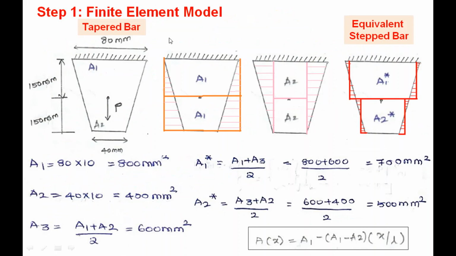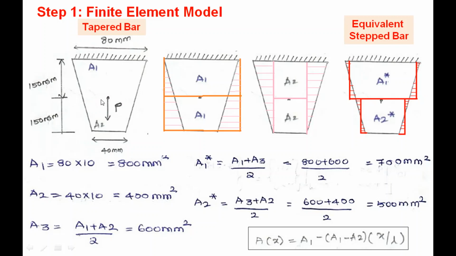Before making the finite element model for this tapered bar problem, first we are going to convert the given tapered bar into an equivalent stepped bar. Now this is the tapered bar. The dimensions are in mm. Top end 80 mm, bottom end 40 mm width, then 150 mm from the fixed end to the point of application of the load, then the remaining length is 150 mm. When you consider the area of cross section at the fixed end as A1, A1 is equal to 80 multiplied by 10 thickness, which gives 800 mm square. For the bottom free end, A2 is 40 into 10, 400 mm square.